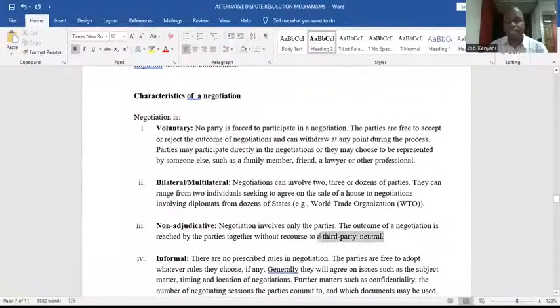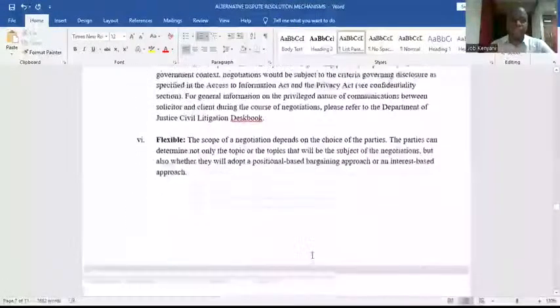a neutral third party. There's no neutral third party under negotiation. But for mediation and arbitration, a third party is involved. So maybe they could twist the question and ask which among these doesn't involve a third party to resolve a dispute. The answer would be negotiation, which doesn't involve a third party. Under mediation, there's a mediator. Under arbitration, there's an arbitrator. So those are the other methods we've tried to mention.